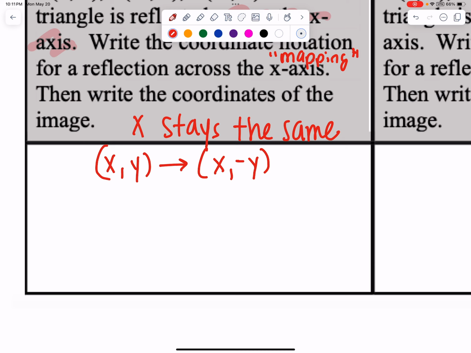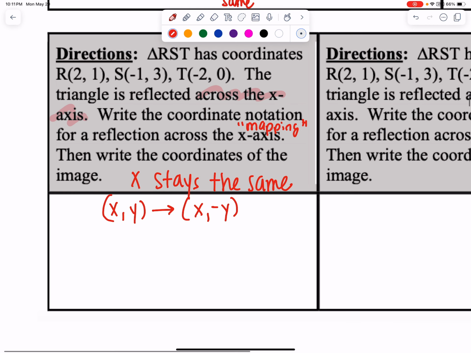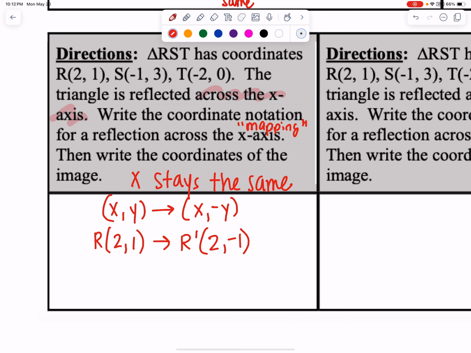Okay, now let's write the new ordered pairs. We don't even need to draw it out because we have this rule, right? Okay, so we have r, which happens to be 2 is x, 1 is y. What happens? Well, r prime turns into 2, negative 1. Okay, what happens with s? Well, s originally was negative 1, 3. And what's s prime going to be? Well, when we reflect across the x, x stays the same, so negative 1. And what happens? We flip the other one's sign, so we have a negative 3.